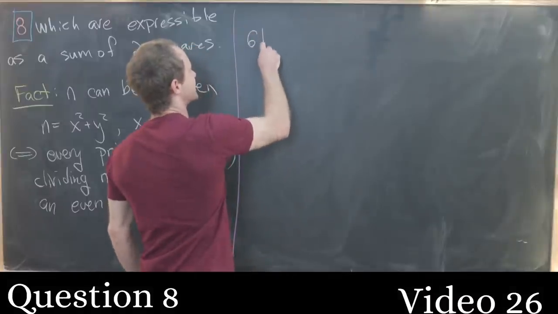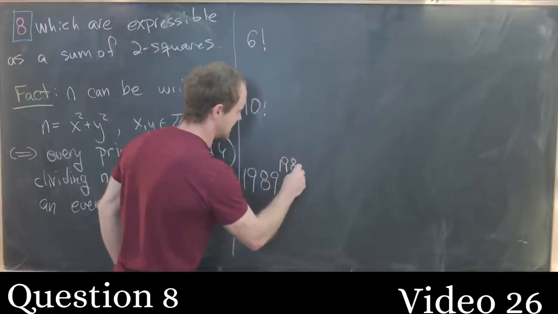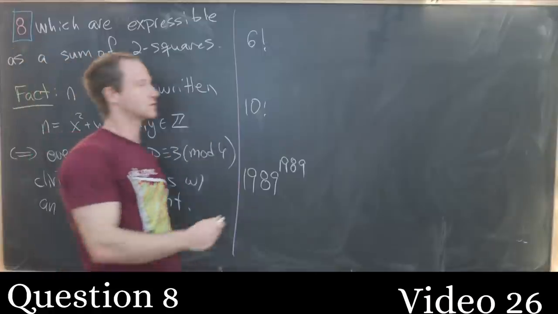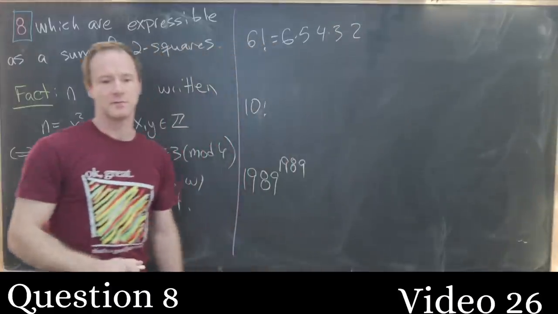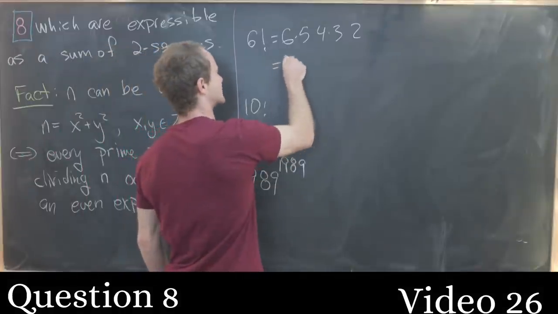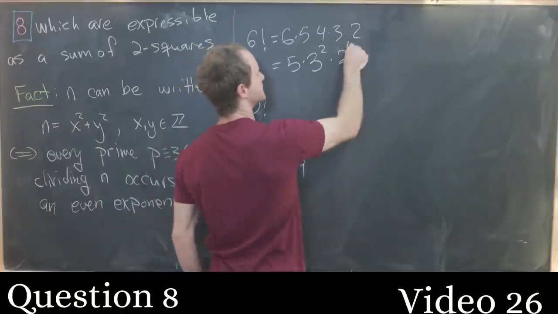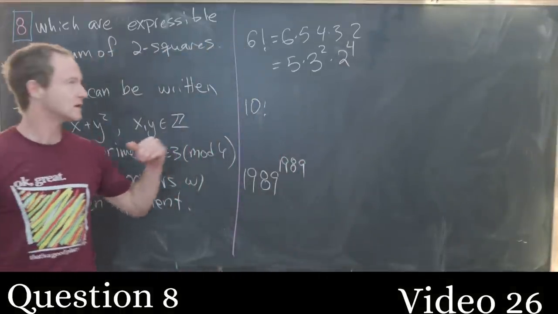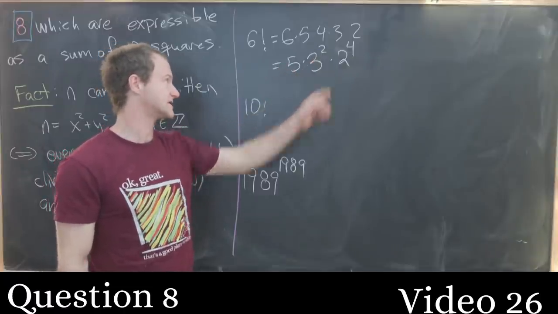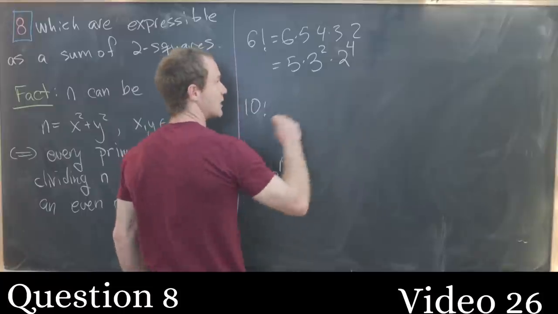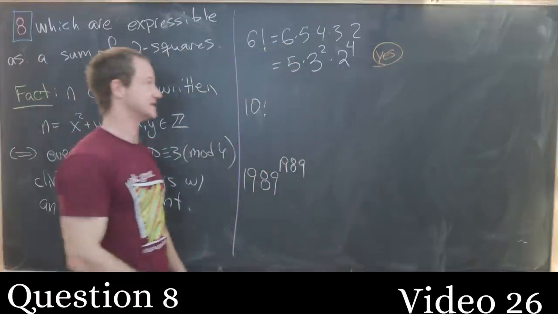Okay. So which can be expressed as the sum of two squares? We'll do 6 factorial, 10 factorial, and then the classic 1989 to the 1989. So 6 factorial, we can write that as 6 times 5 times 4 times 3 times 2 times 1. But then we want to express that by prime factors. So that's 5 times 3 squared times 2 to the 4. Let's look at the prime factors. 5 is 1 mod 4, so that doesn't restrict us at all. 3 is 3 mod 4, but it's got an even exponent. That's the only one that's 3 mod 4, and it has an even exponent, so the answer here is yes.